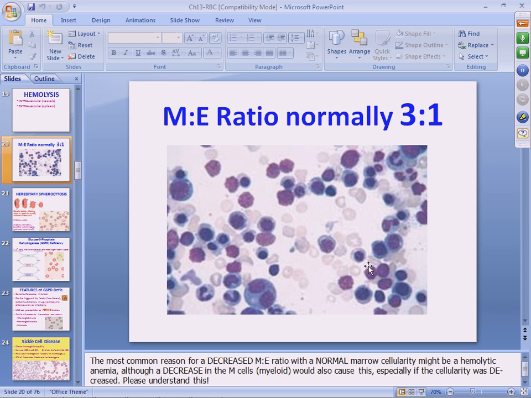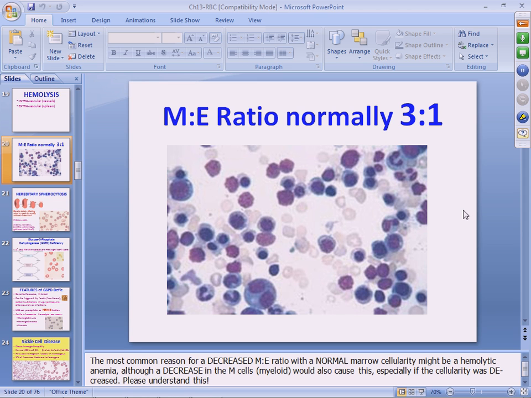1, 2, 3, 4, 5, up to 19. About 26. So normally, for every 26 myeloids, you should see about 8 erythroids. But look, how many erythroids do you see? 1, 2, 3, up to 22. So you're seeing an ME ratio here of about 1 to 1. It's a decreased ME ratio simply because the erythroids are hyperplastic.